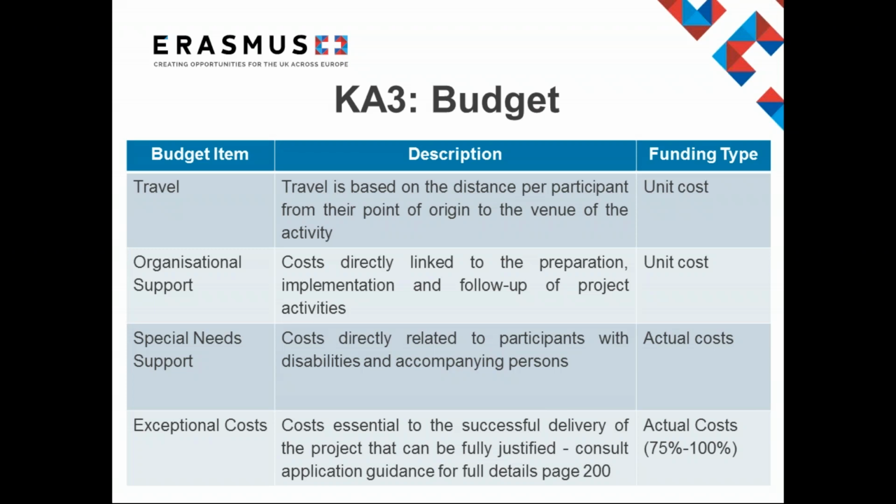Where exceptional costs are concerned, these are costs essential to the successful delivery of the project that can be fully justified, that don't fall under any of the above categories, so not under travel, organisational support or special needs support. Where these costs are concerned, the amount we'd be able to reimburse you within your budget would vary between 75 and 100% of the actual cost. The best advice to give here is to consult the application guidance in the programme guide on page 200 for full details of the kind of budgets you can apply for and further details into how those budgets work.